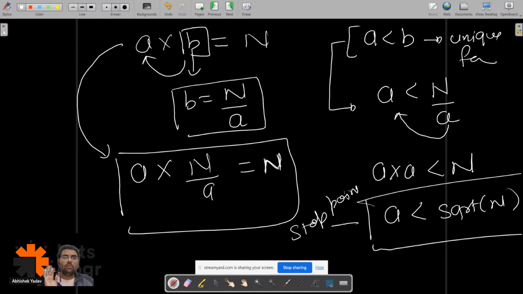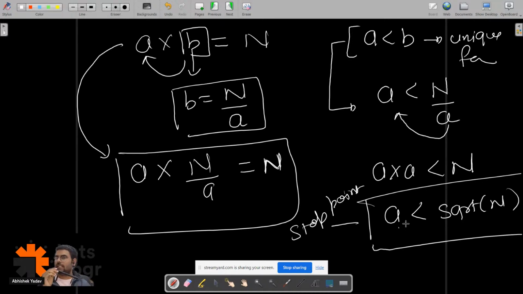कब मेरे for loop को stop करना है? When I can get all the unique factors, right? That is, A should be less than square root of n. At that time, I am getting unique factors. The moment A is greater than square root of n, I am getting repeated factors. Okay.